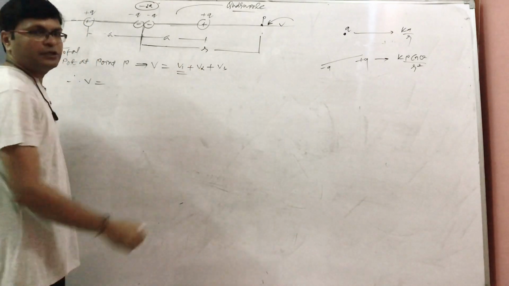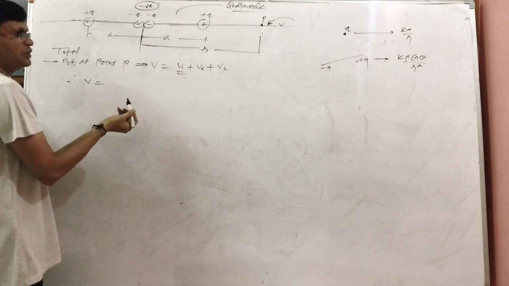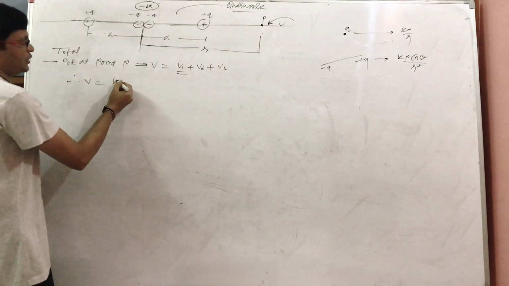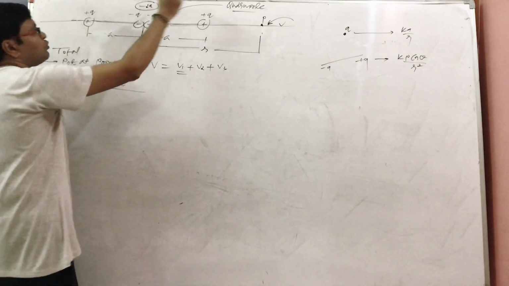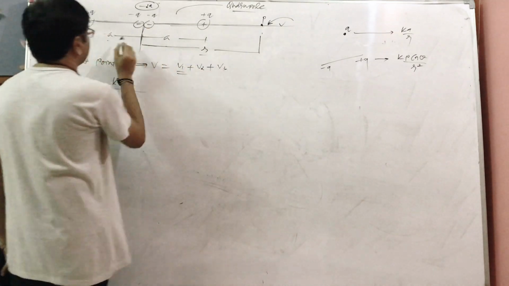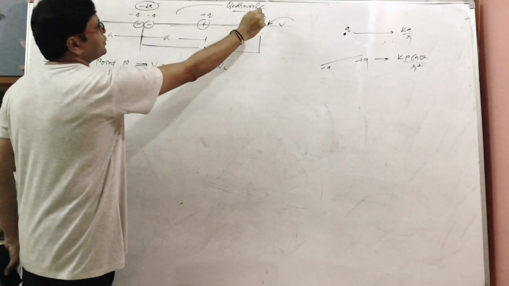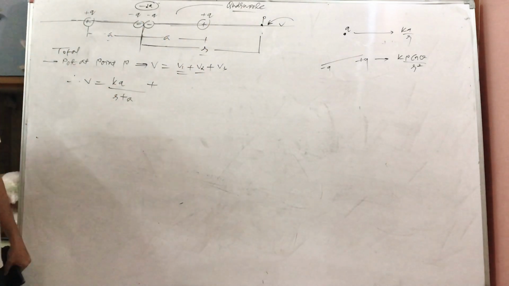Okay, start. What do you mean by V1? V1 means the potential at point P because of this plus q charge. What is the formula of potential due to a charge? kq by r. What is the distance of point P from this plus q charge? Calculate the total distance: r plus a. So r plus a. Then V2, potential at this point P because of the minus 2q charge.